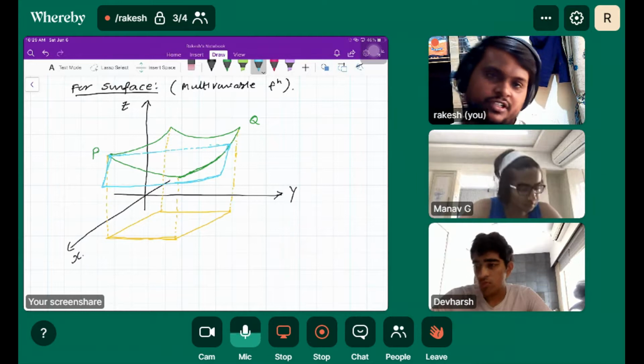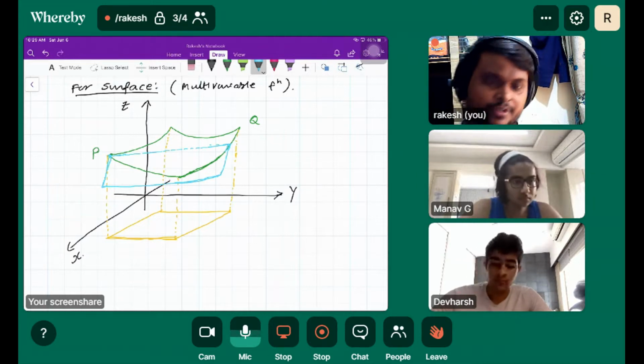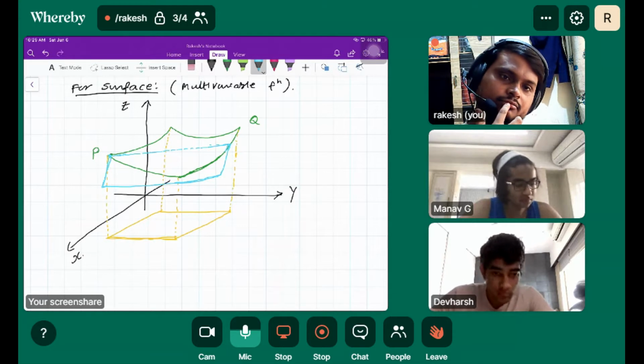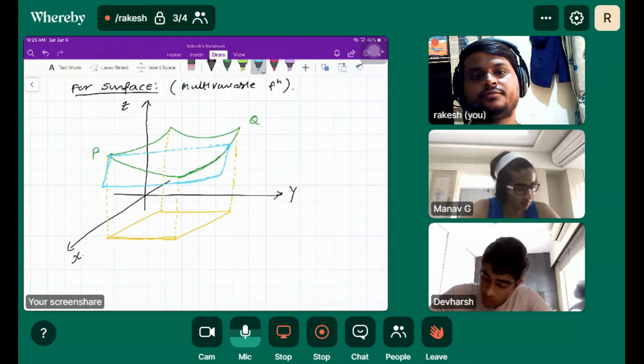I'm not sure whether the tangent plane is visible properly or not, but you have to imagine that. Is it visible properly? I don't think so.